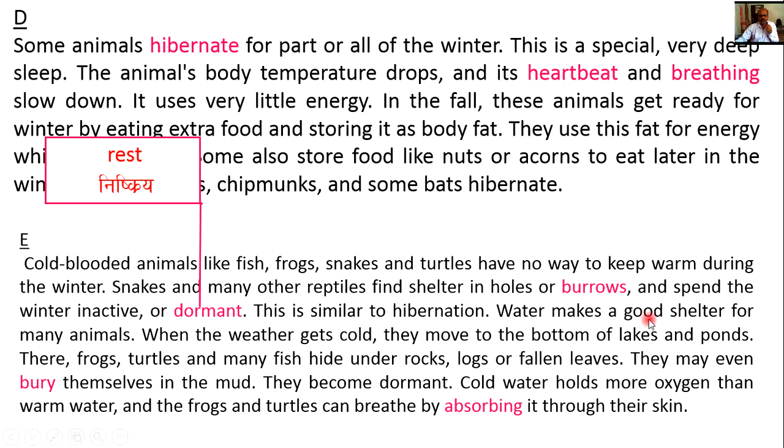Water makes a good shelter for many animals. When the weather gets cold, they move to the bottom of lakes and ponds. There frogs, turtles, and many fish hide under rocks, logs, or fallen leaves. They may even bury themselves in the mud. They become dormant. Cold water holds more oxygen than warm water, and the frogs and turtles can breathe by absorbing it through their skin.